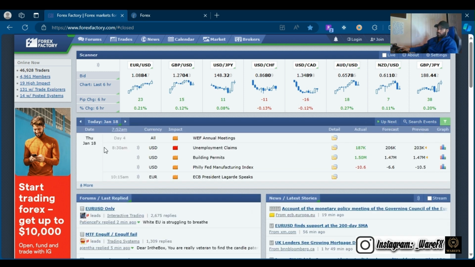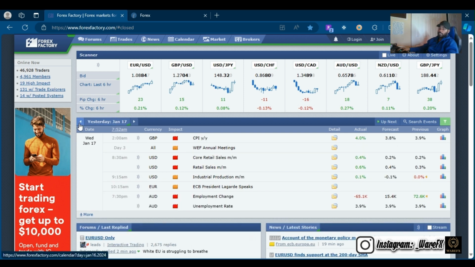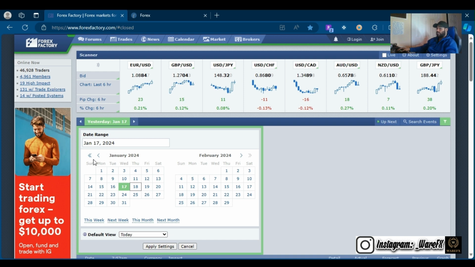It shows you. So today is the 18th. For some reason, this week they've been in a WEF annual meeting. I have no idea what that means. So today you can go back in time. Yesterday, day 3. I still have no idea what that is. But if you click on this right here, you can really go back in time and for different years and different months. So it's very useful.